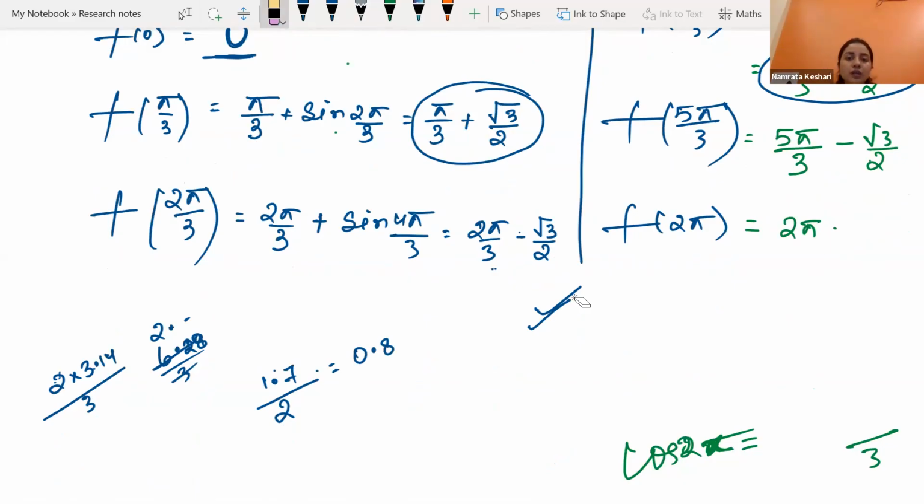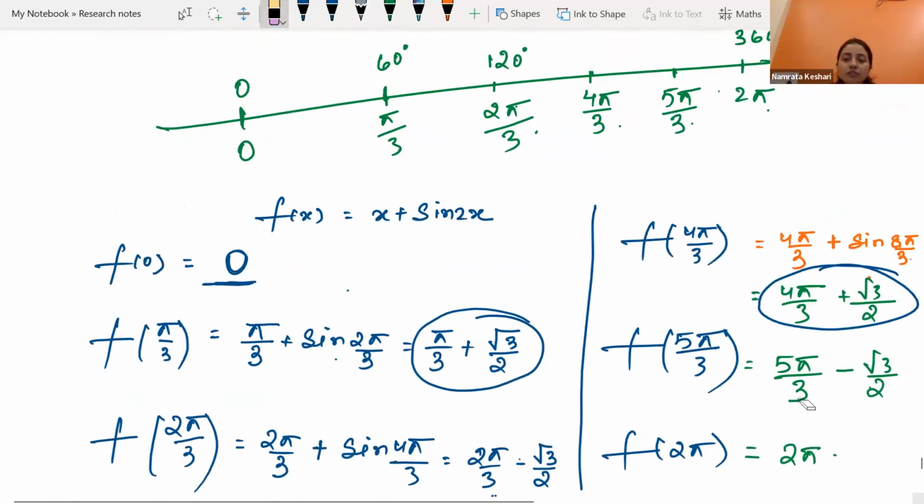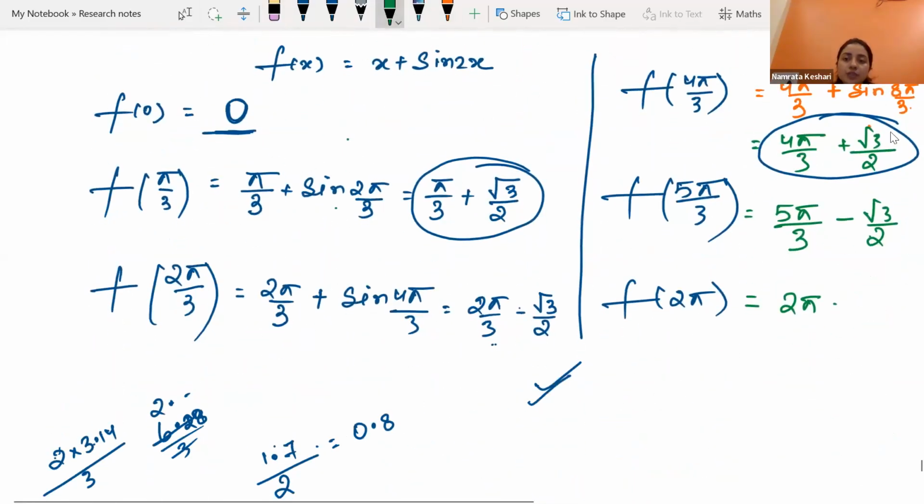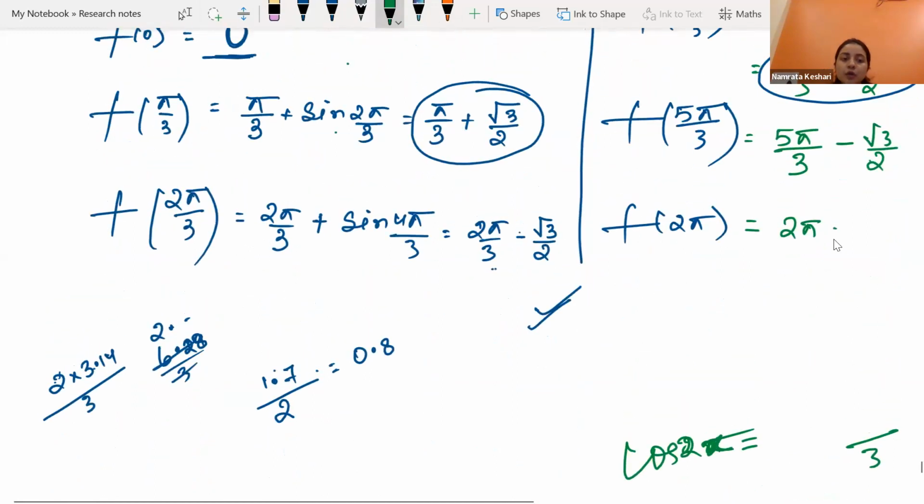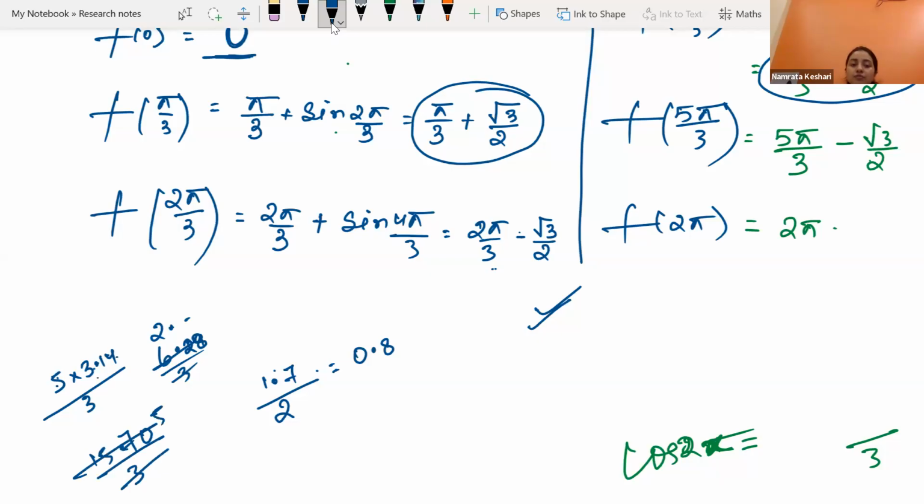That will work. Okay. Now the other one, 5 pi by 3, what is that? Because root 3 by 2 we know. What about 5 pi by 3? So here instead of 2 I am writing 5. Okay, 5 times 3... we get 15 point something by 3, 5 point whatever, minus 0.8, a very small number. So it will still be bigger than 0, right?